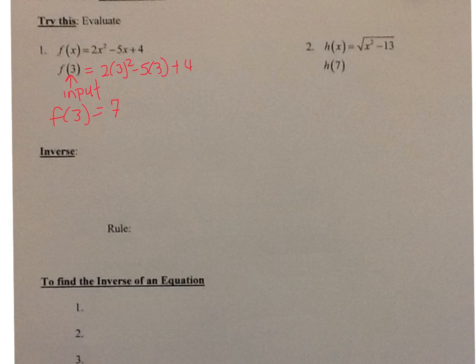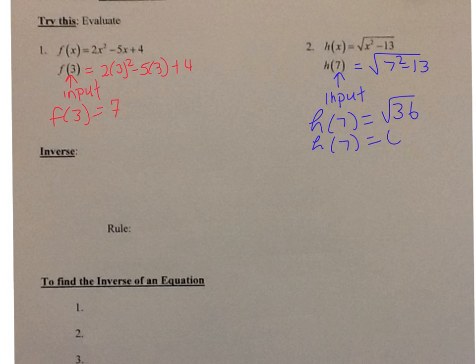All right, we have h of x is equal to the square root of x squared minus 13. So my input is 7. So it's the square root of 7 squared minus 13. So h of 7, this is the square root of 36. So h of 7 is equal to 6.